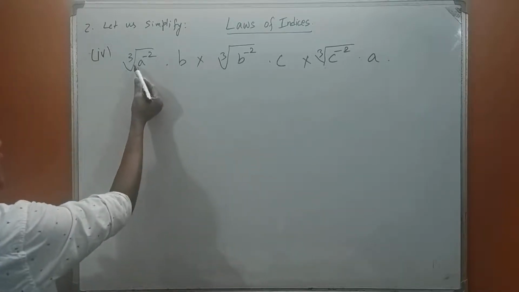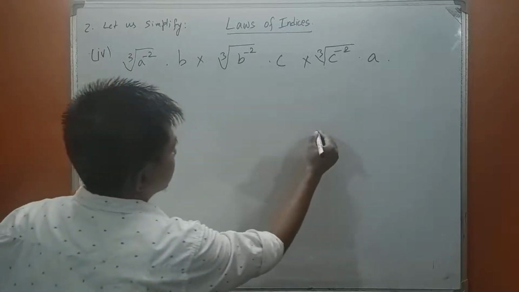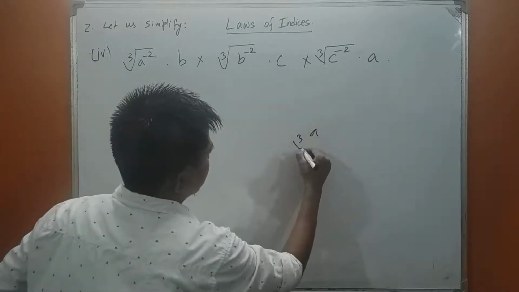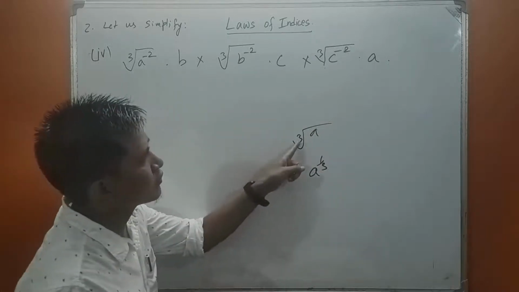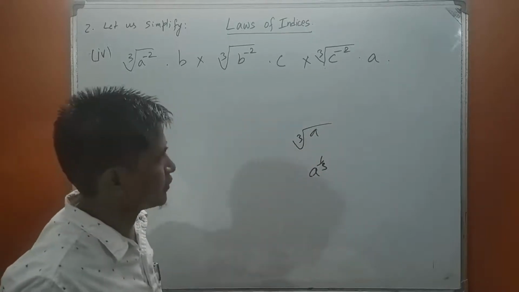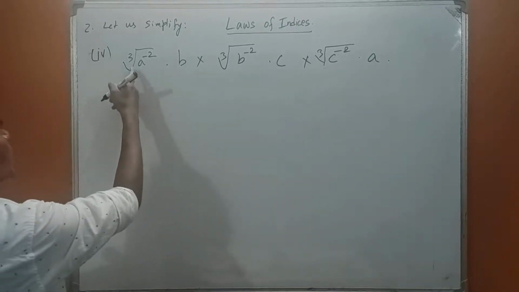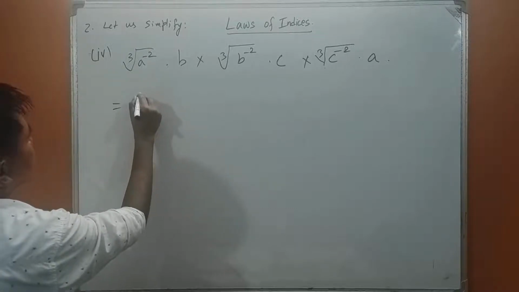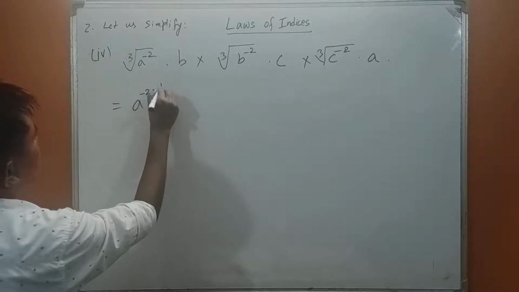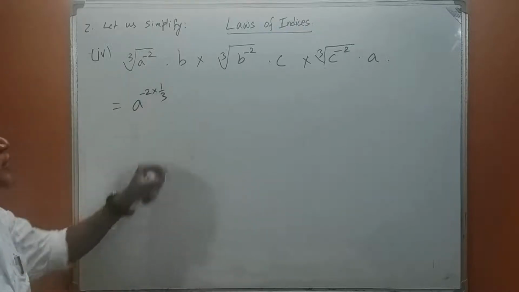We have cube root of a to the power minus 2, isn't it? This means, here we have cube root of a, okay? This means a to the power 1 upon 3, isn't it? Cube root of a means a to the power 1 upon 3. So cube root of a to the power minus 2 means a to the power minus 2 into 1 upon 3, okay? Because cube root means 1 upon 3.